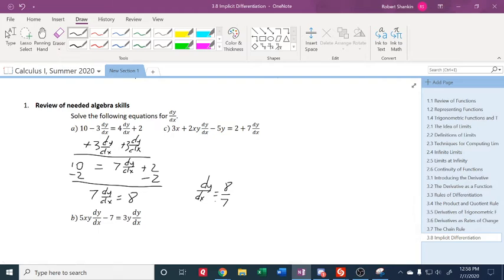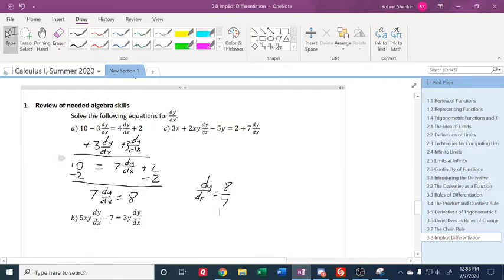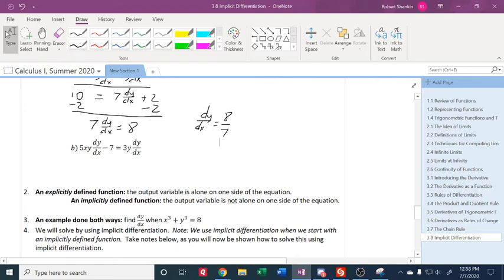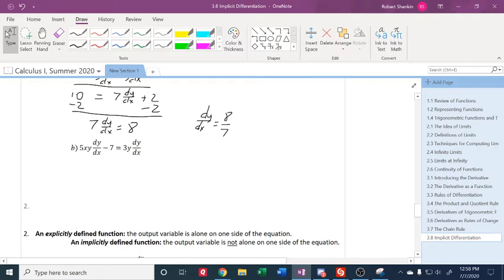Any questions on A? All right, go to B. Solve for dy dx on B.